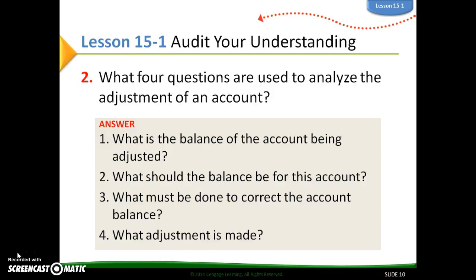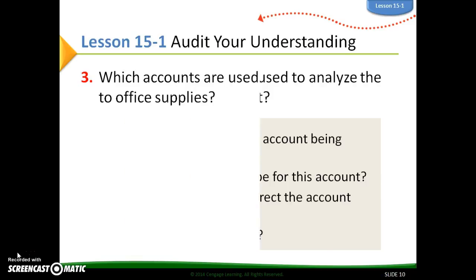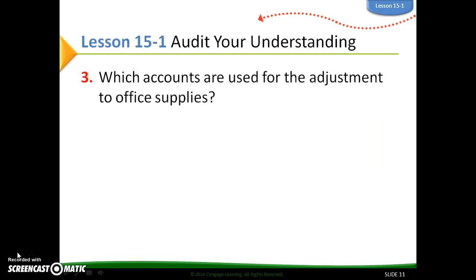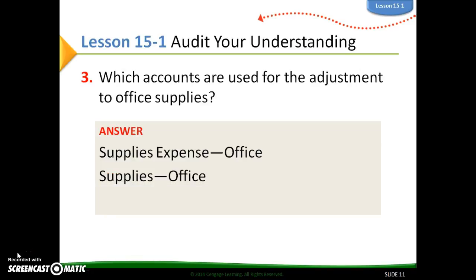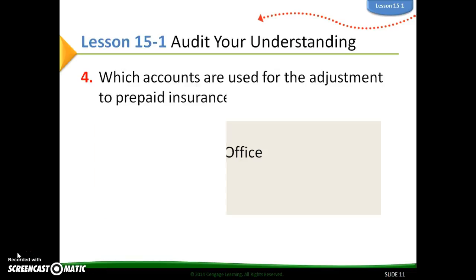So, what is the balance of the account that's being adjusted? What should the balance be for the account? What do you need to do then to correct the account balance? And then finally, what adjustment is made that's going to correct the account? Which accounts are used for the adjustment to office supplies? Supplies expense for office, and then supplies for office.